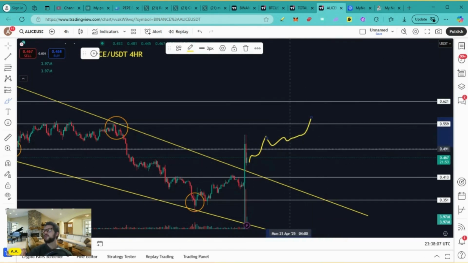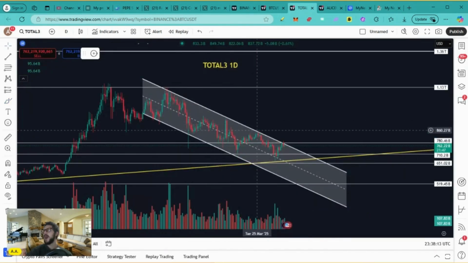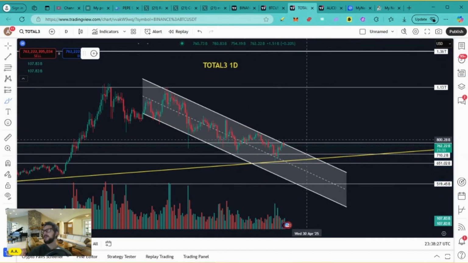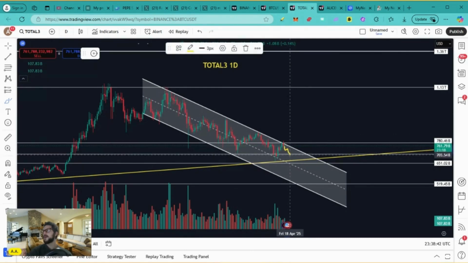Now, because the market is choppy, guys, you have to be a little bit cautious. As you see here, the total 3 has been downtrending, moving inside this descending channel that I have here on the chart. As long as the price action is moving inside the pattern, we have to assume that it's going to continue moving inside the pattern until it breaks out. Currently, the total 3 is testing this upper resistance trend line. If we get rejected here and the price action pulls back, we might see further downside out of altcoins.